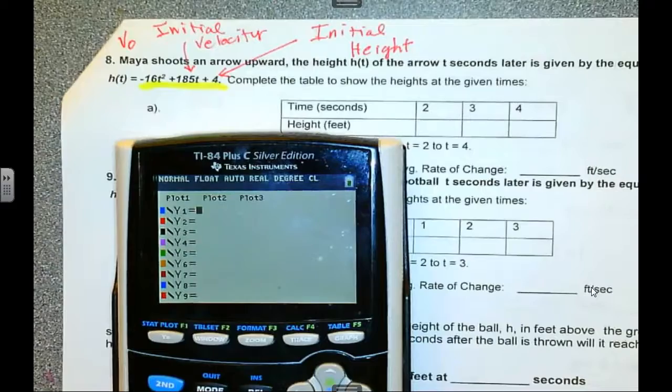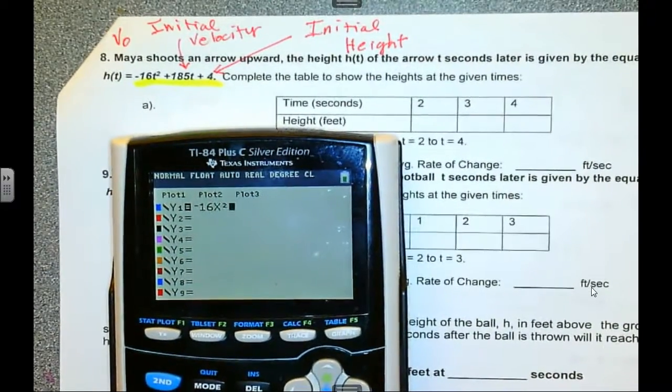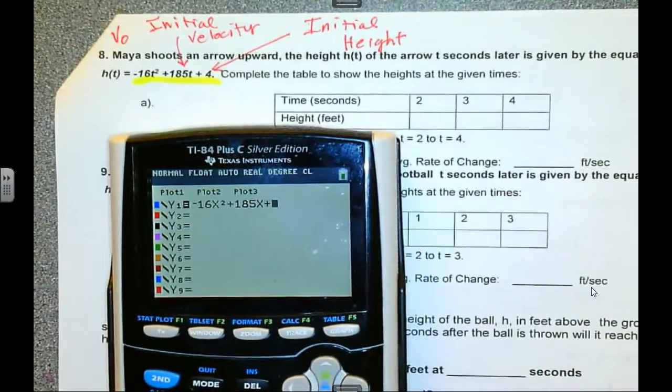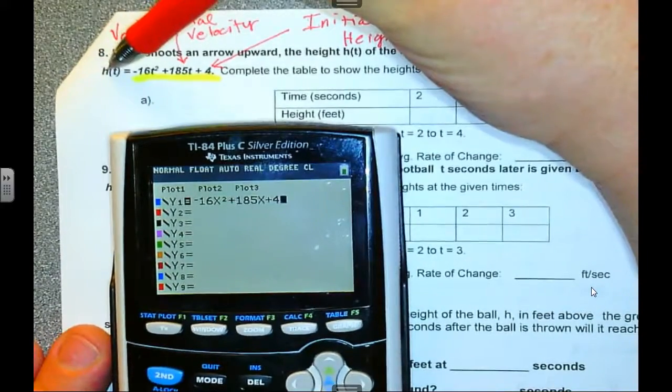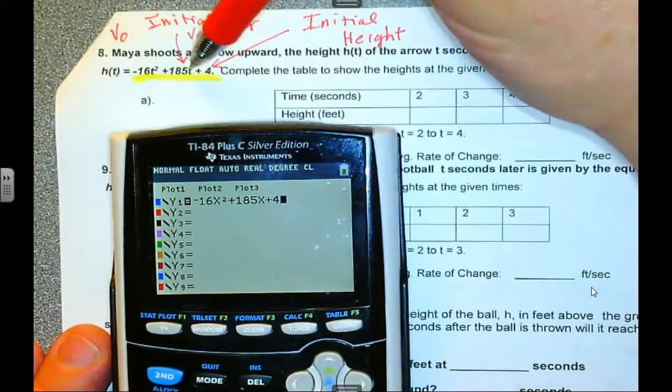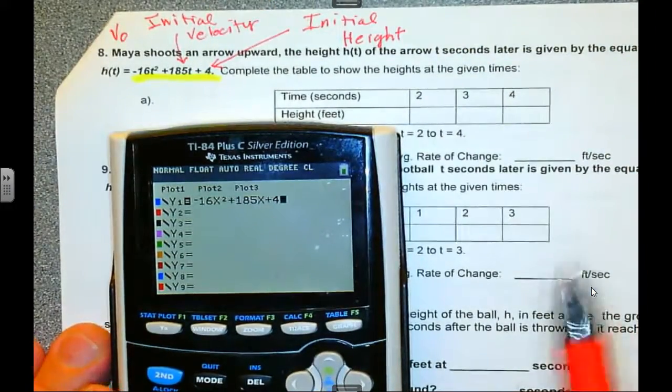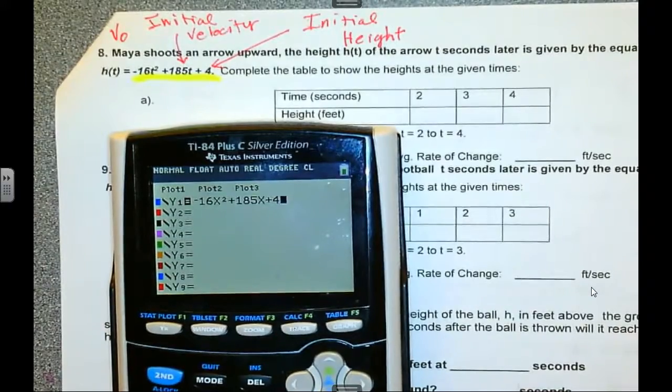Again, please use the negative key. -16x squared plus 185x plus 4. Now, remember, our height is our y-axis. Our t is our x-axis, okay, for time. Now, when I go to graph this, what do you think is going to happen?